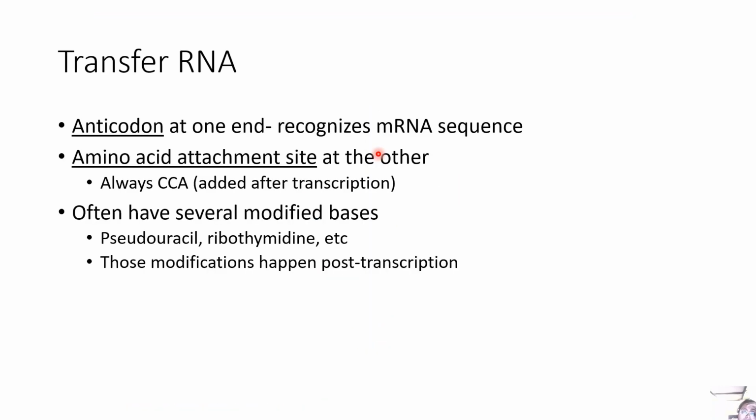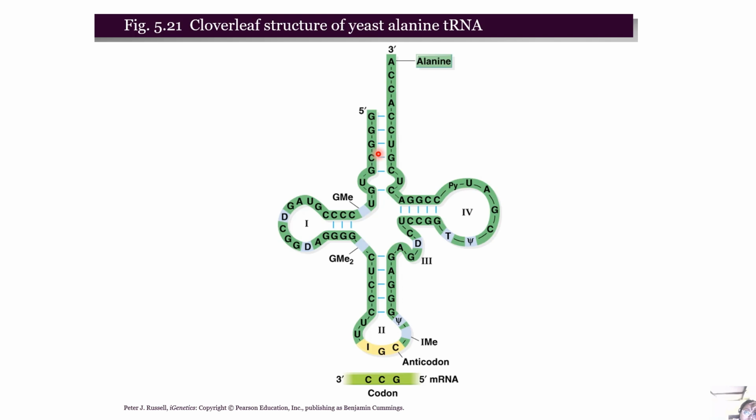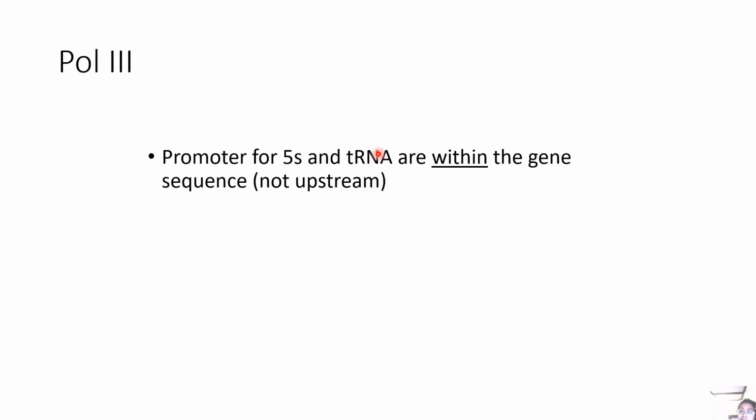They often have several modified bases, such as uracil and ribothymidine. These modifications happen post-transcription. So, this is the cloverleaf structure of an alanine tRNA. Then we have polymerase III, where the promoters for 5S and tRNA are within the gene sequence or upstream.